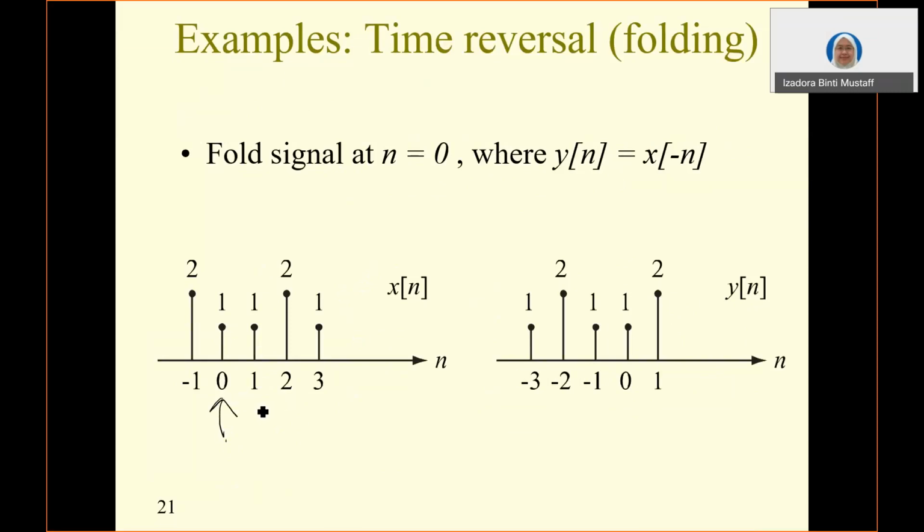So when we fold, as I said before, what is on the left goes to the right, and the right goes to the left. You see here that the value at n0 does not change, it is the same. What you do is just fold. So this n1 goes to negative n1, n2 goes to negative n2, as if you are folding your paper at n equals 0. So you see that this is a time reversal.